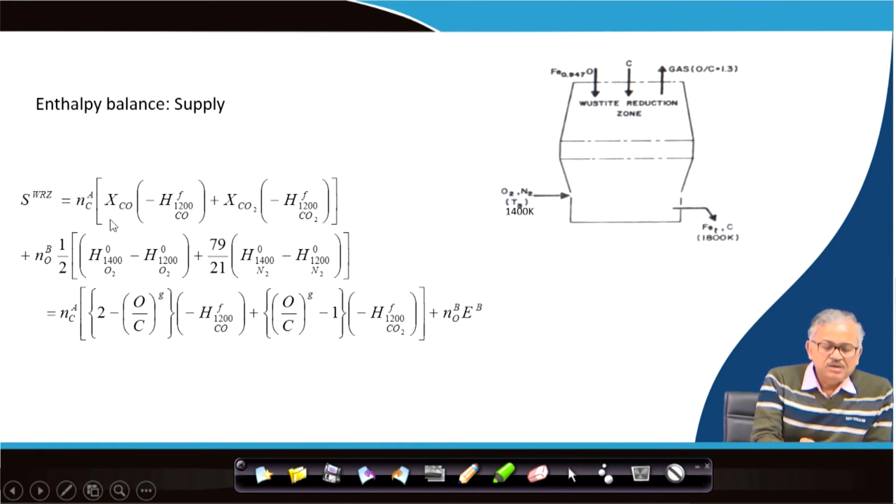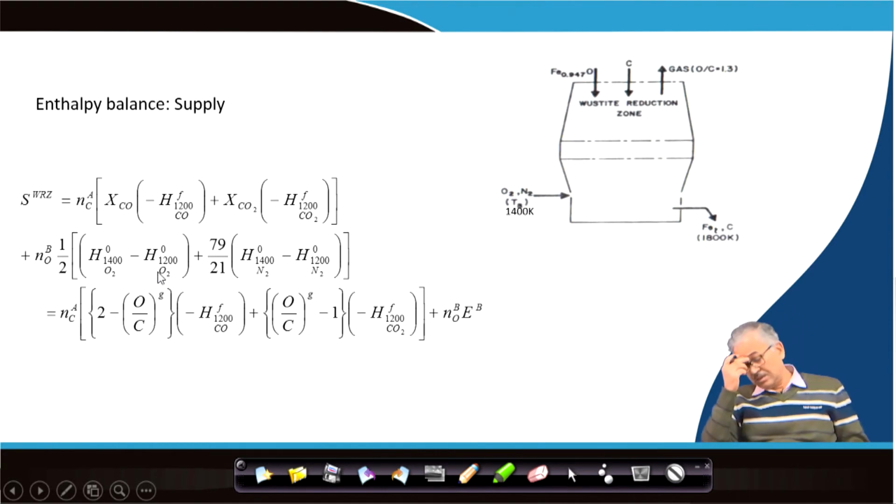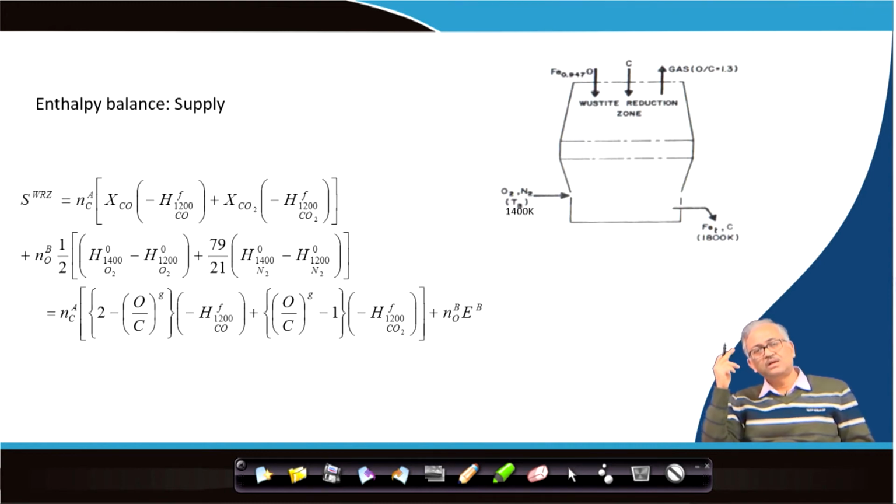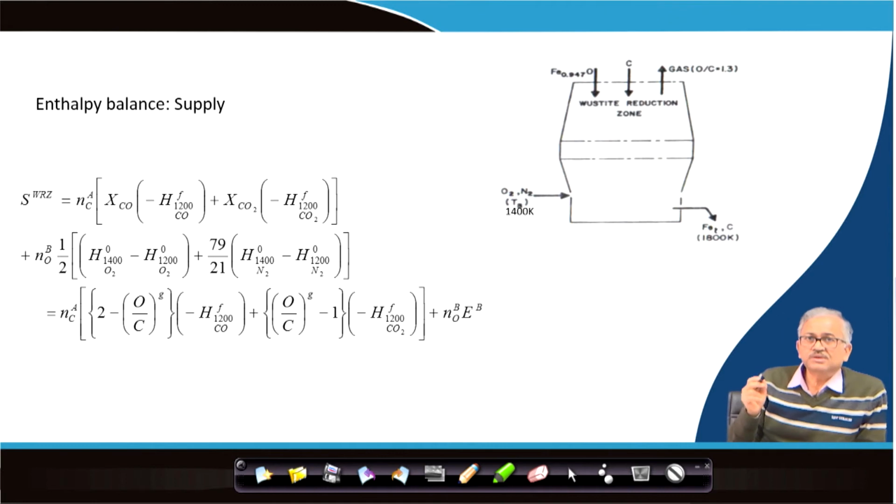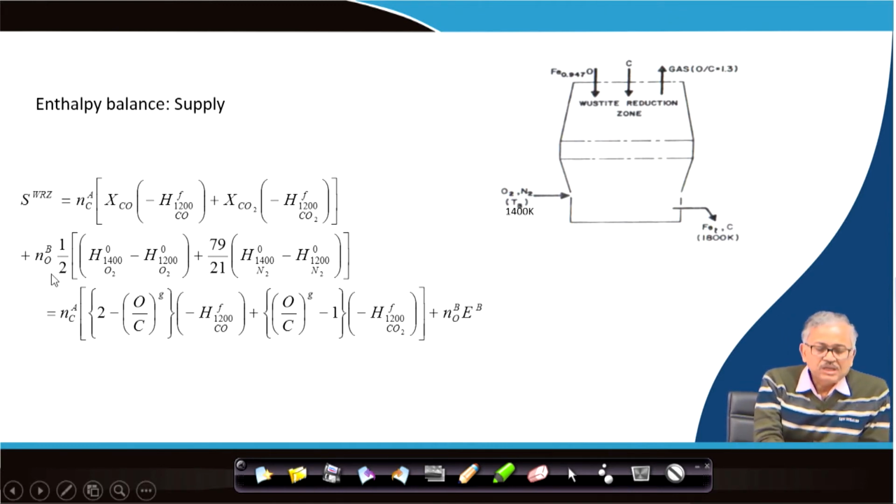Another supply term is there because of sensible enthalpy through the air blast, because the air blast is entering at a higher temperature, 1400 Kelvin, the nitrogen and oxygen entering at 1400 Kelvin and then leaving at 1200 Kelvin. So, you have some sensible enthalpy. So, that will also be there. That can be calculated in this form.